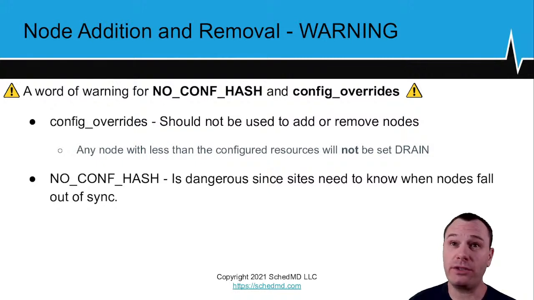We have seen a number of clusters use no-conf hash and config overrides as a way to improperly add or remove nodes or even change the configured resources on a node. Please do not do this. Those options are there to tell you when something is wrong. Your config file should be synced across the entire cluster, and the running config, this is the in-memory config, should match on all of the Slurm controllers and the Slurmds. There are some use cases for these options. However, a production environment should ask themselves what they are doing and what they are trying to accomplish when considering these parameters.